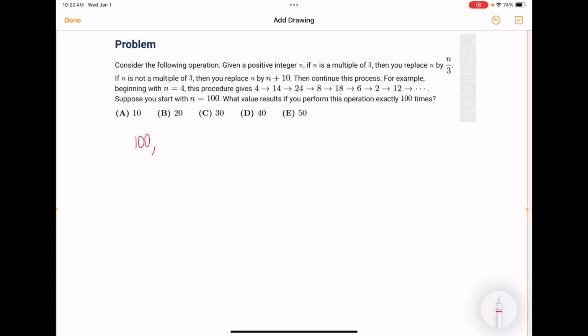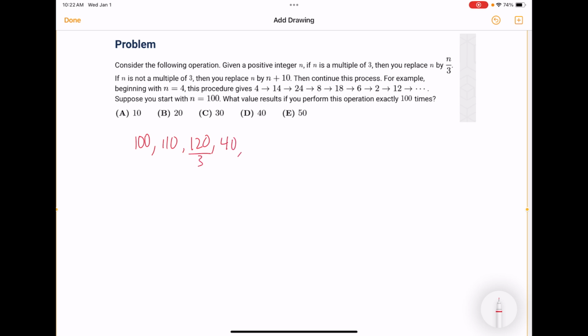If n is a multiple of 3, then you replace it by n over 3. Well, clearly 100 is not divisible by 3, so that means you have to continue by adding 10 to it, so it would be 110. 110 is still not a multiple of 3, so you go to 120. Now 120 is a multiple of 3, so we divide this by 3 to get 40.